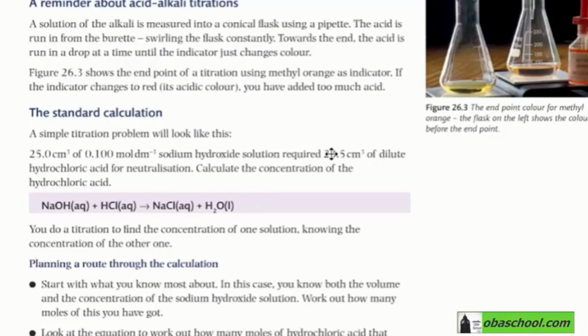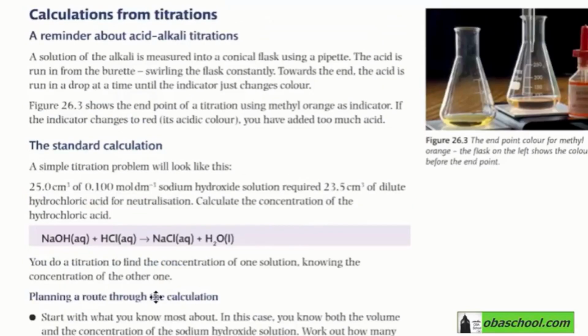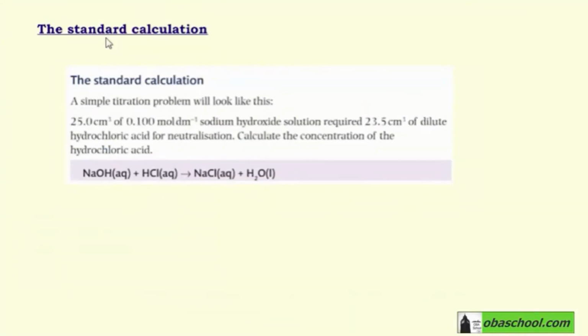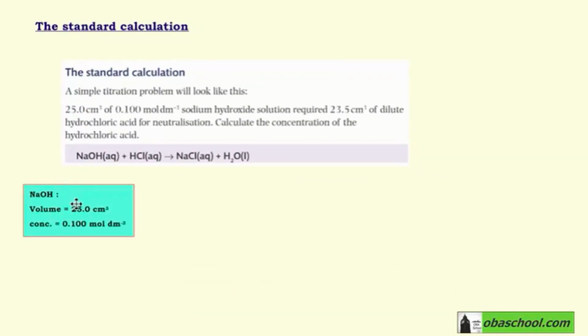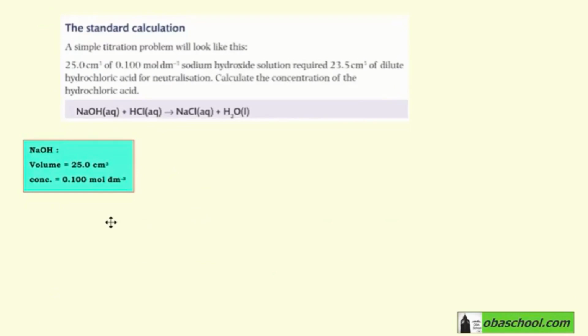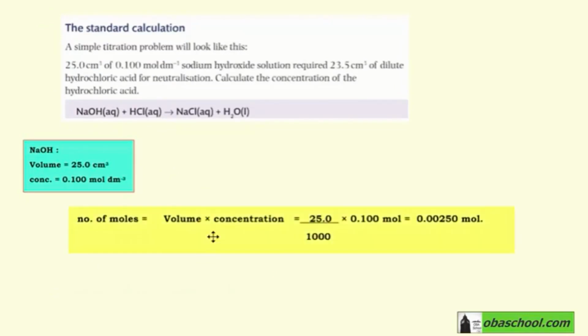So let's start on page 211. This is the question that we have. Let's write the given first. For sodium hydroxide, the volume is 25 cm³ and the concentration is 0.100 mol/dm³. If you remember in the previous videos, when we have the volume and the concentration given, we used this formula: number of moles equals volume times concentration. So we used this formula to calculate the number of moles out of the volume and the concentration.